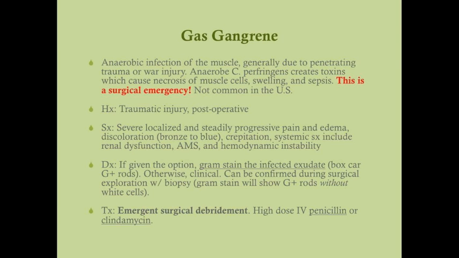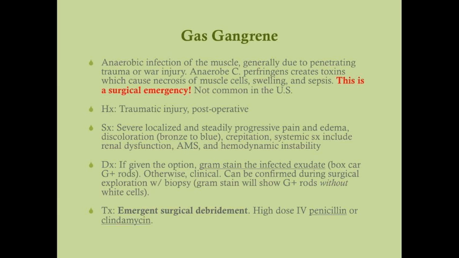Symptoms for gas gangrene are going to be very, very severe, localized, and steadily progressive pain and edema. Generally, it's going to be pain that's way out of proportion to how the extremity looks. There'll be generally some discoloration of the skin, bronze to blue, and crepitation, which is kind of that sound that you make with your fingers if you've ever played with that bubble wrap stuff. And then systemic symptoms may occur late in the disease, which would include renal dysfunction, an elevation in creatinine, altered mental status, and finally hemodynamic instability. Generally, when the patients get to this stage, usually their outlook is pretty grave.